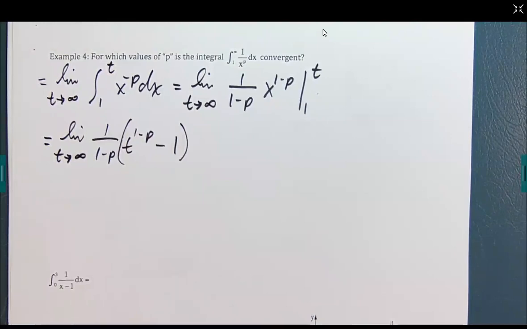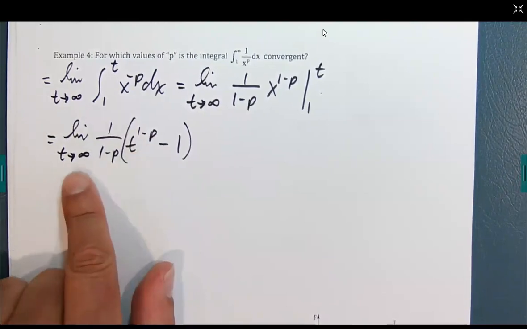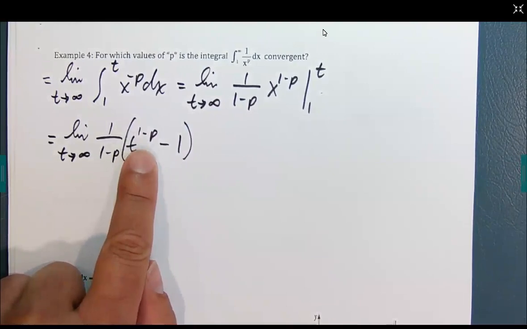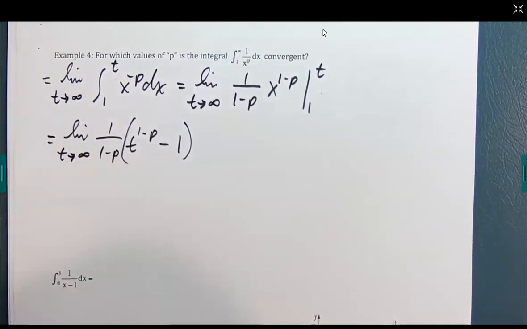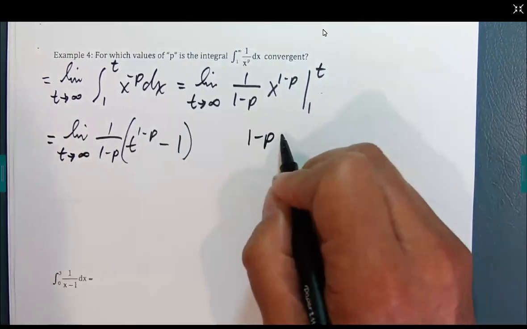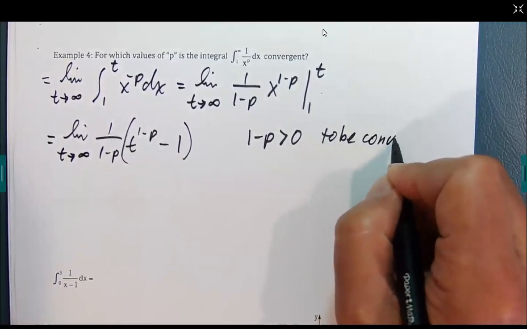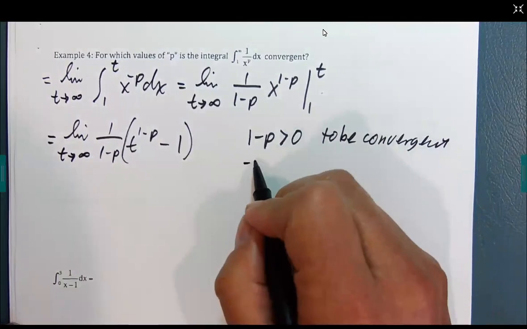So I want to point out that when this exponent is positive, that limit is going to go to infinity. It'll be divergent. When that exponent is negative overall, that t is going to drop down into the denominator. And when the denominator goes to infinity, the whole thing goes to 0. So everything depends on this being positive to be convergent. If it's 0 or negative, it's going to be divergent. So let's see what that means.